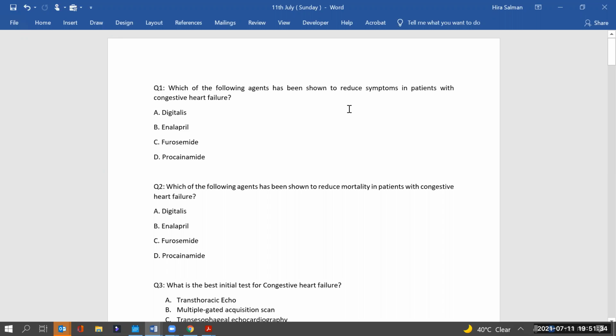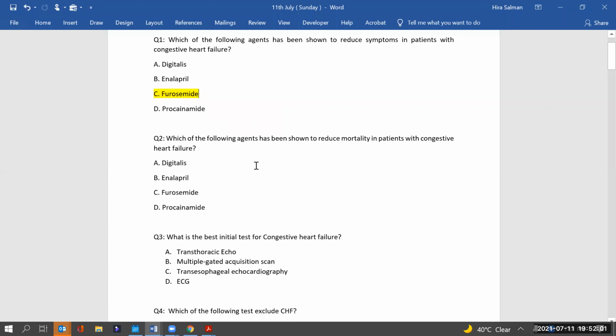So can anyone tell me the answer? It's furosemide. Exactly. Whenever it says symptoms, always think of diuretics, and in diuretics, first and foremost will be furosemide. If there is no name of medication, of course, you will choose diuretic. But if there is a name of medication, like furosemide or torsemide, between the two, always go for furosemide. So here the correct answer is furosemide.